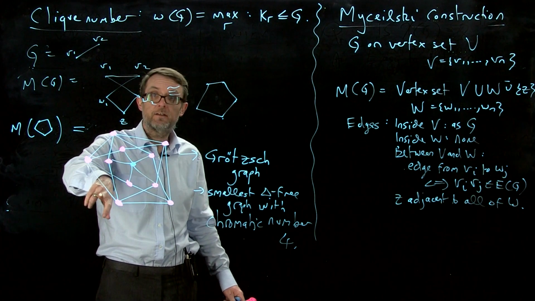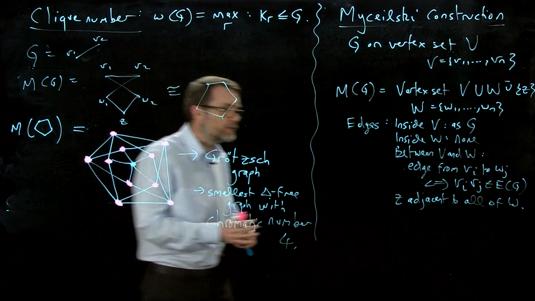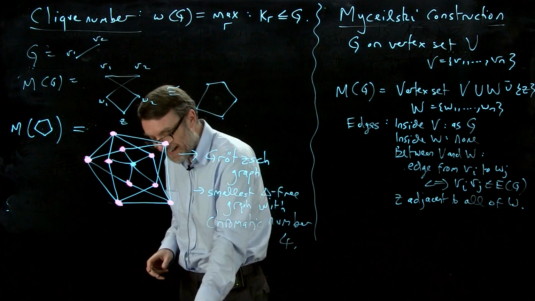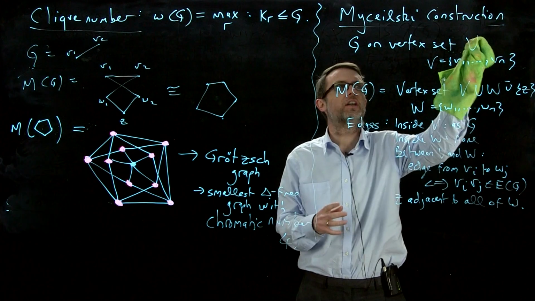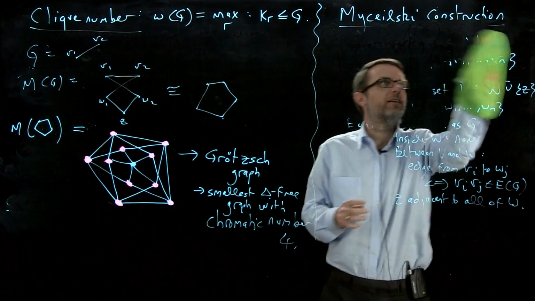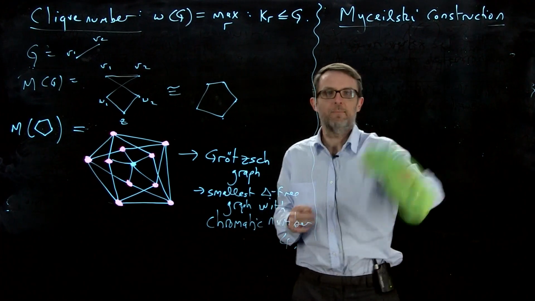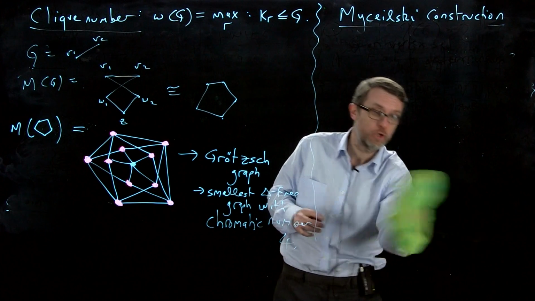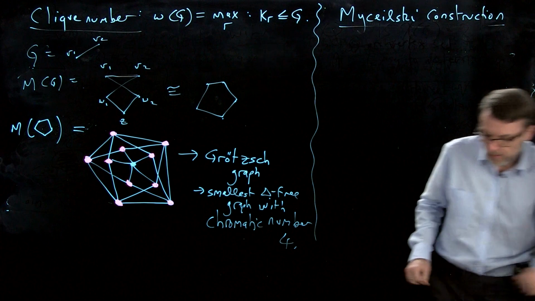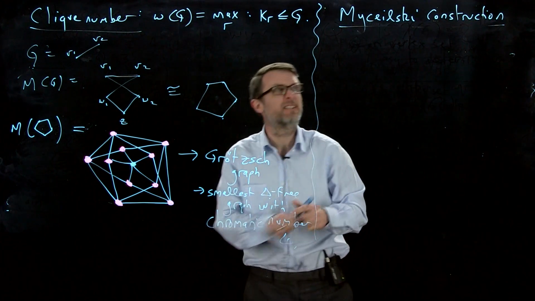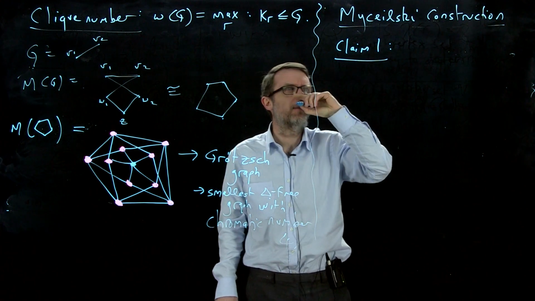This is the smallest triangle-free graph with chromatic number 4. And so let me make the two claims I've already alluded to about the Mycielski construction that allow it to prove the claim we made earlier, that you can make the chromatic number arbitrarily large while keeping the clique number as small as it could possibly be. So we're going to have two claims. I'll state them both, and then we'll work on the proofs.